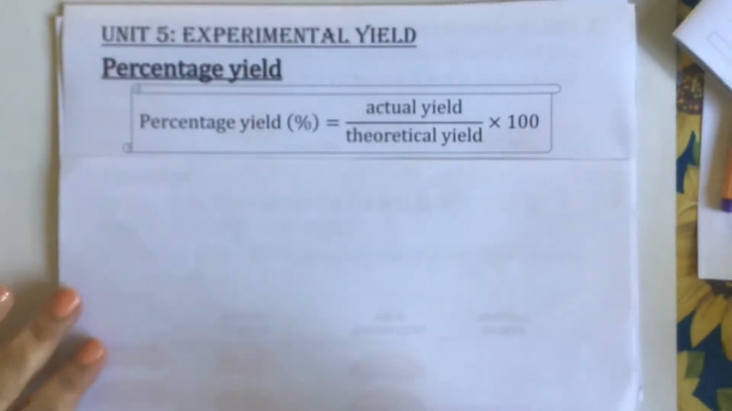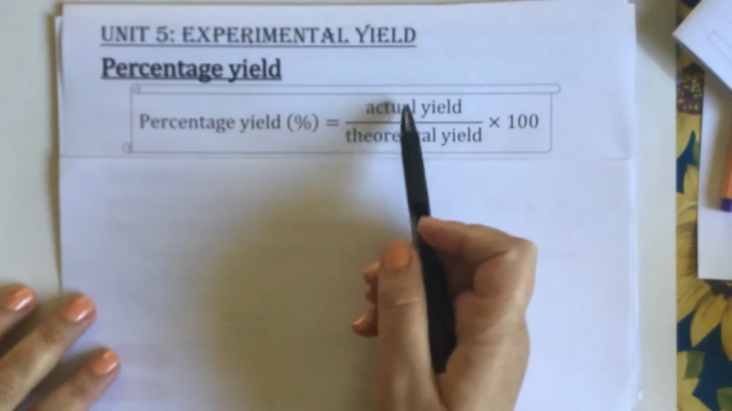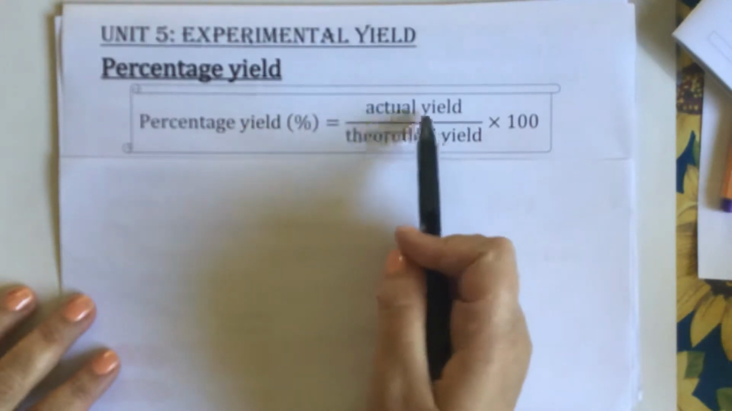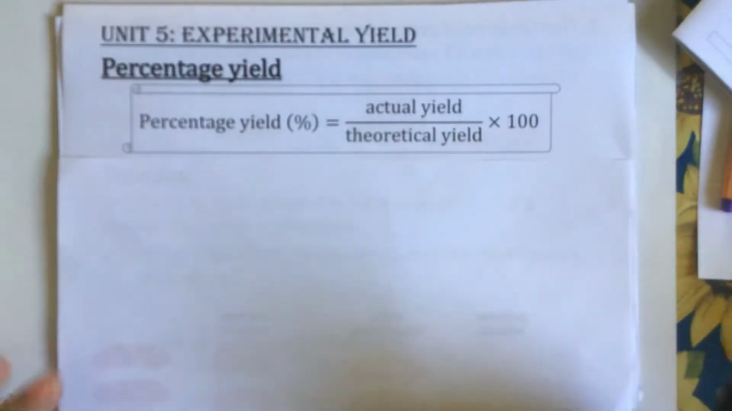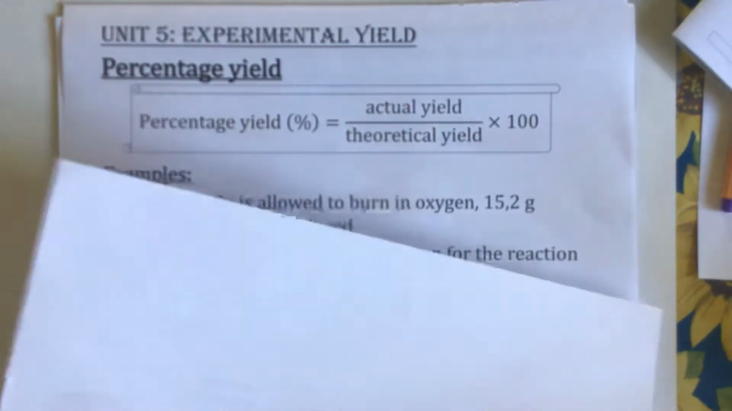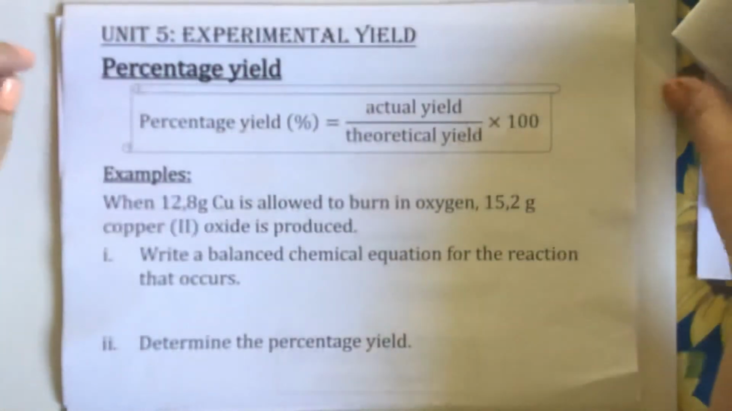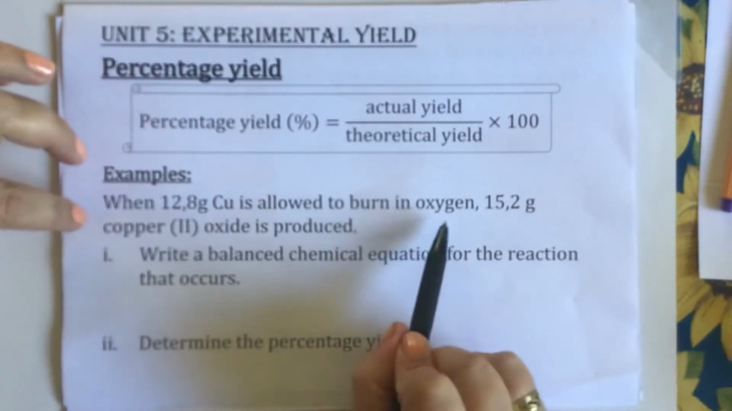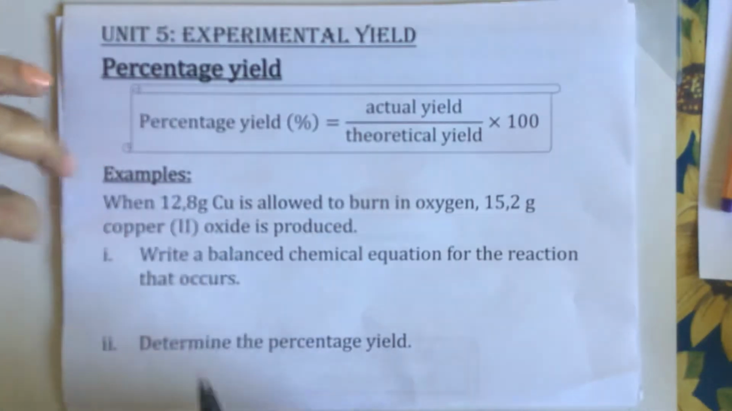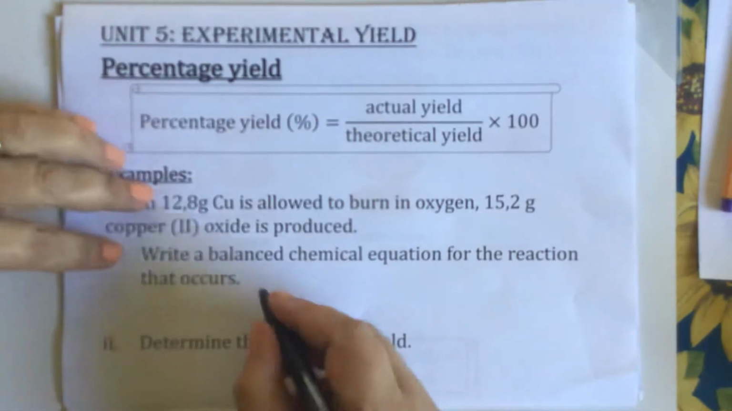So we have a way that we can calculate my percentage yield. I calculate it by making use of a formula that says percentage yield is equal to the actual yield divided by the theoretical yield multiplied by 100. Right, let's quickly do the example that we have with this. For the first one, when we have 12.8 grams of copper, it is allowed to burn in oxygen to form copper 2 oxide. Write the balanced chemical equation for this reaction.